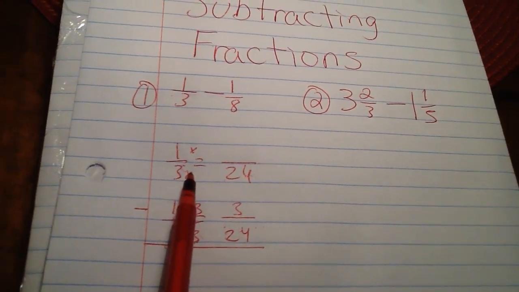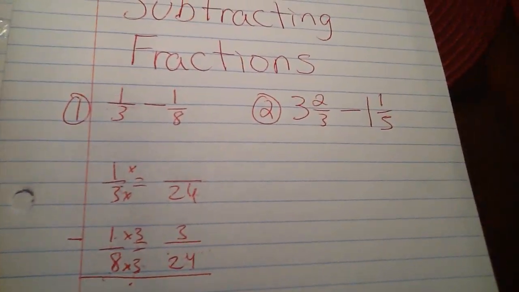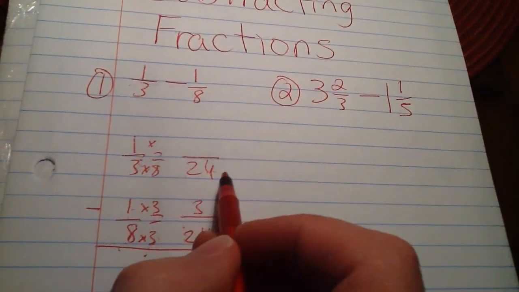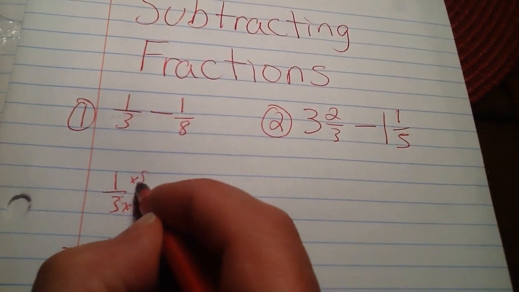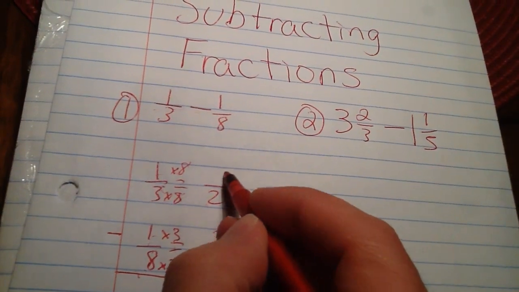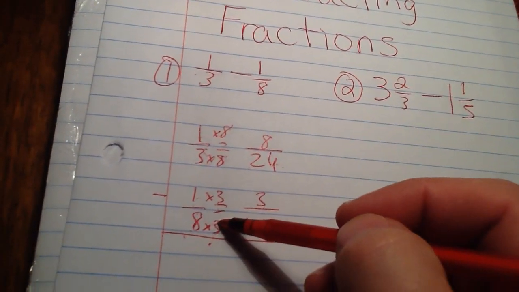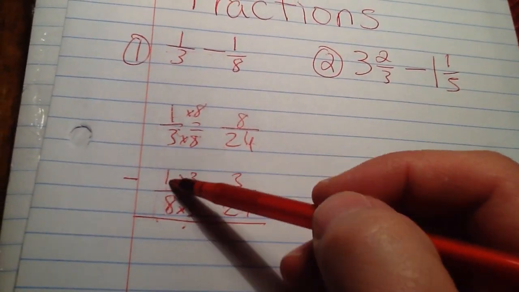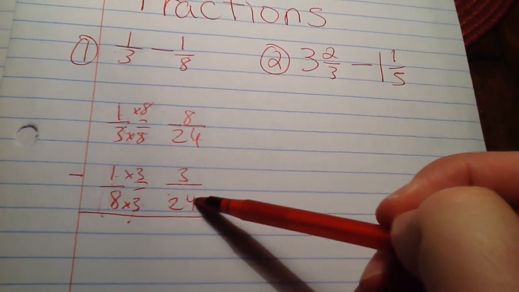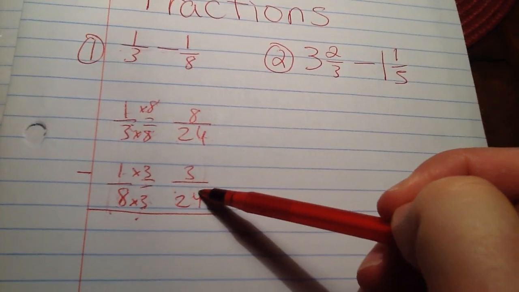All right, 3 times what is 24? 3 times 8 is 24. But if you multiply this times 8, then you've got to do the same thing up here. 1 times 8 is 8. Now we can subtract these fractions. You can't do it right here very easily. You can, but not easily. But now that you've got common denominators, it's a lot easier.